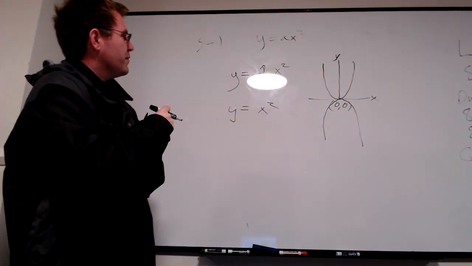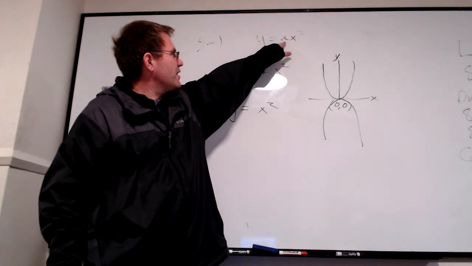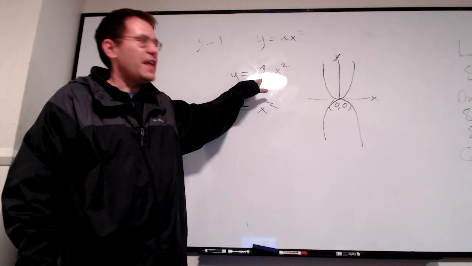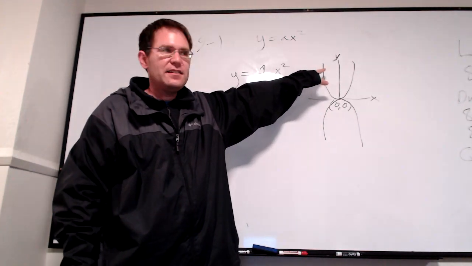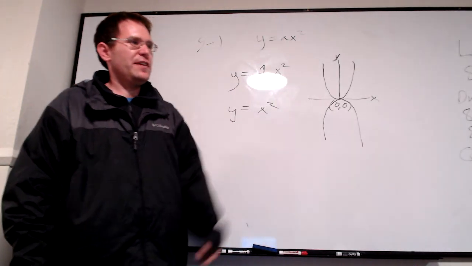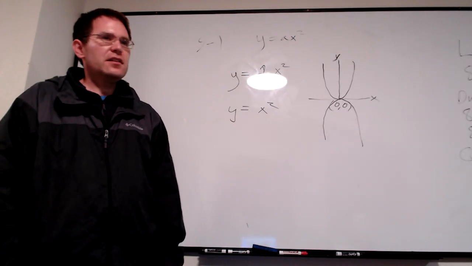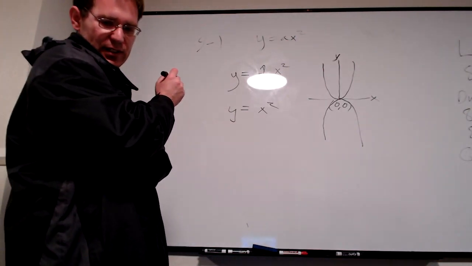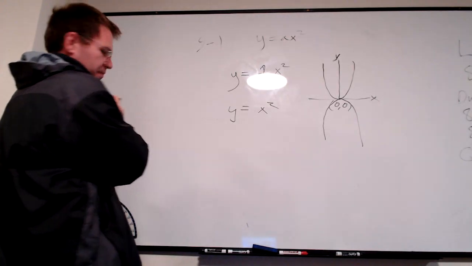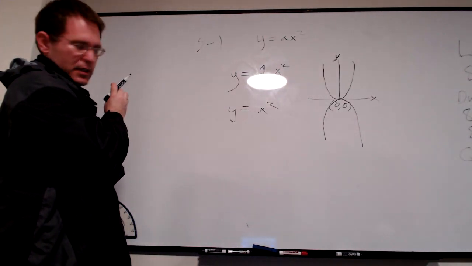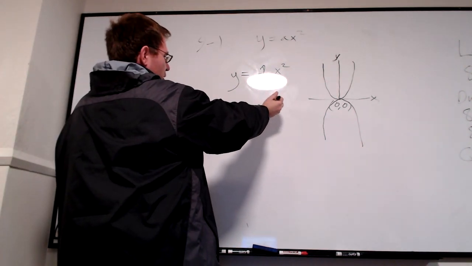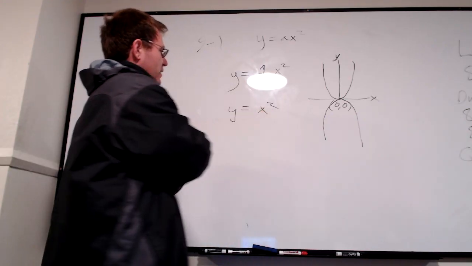Now, it can be either direction though. If this number here is positive, then it's going to be upward facing. If this number was negative, then it would be downward facing. We're going to do an example here. Let's start with y equals; think about first, what is x squared always going to equal?